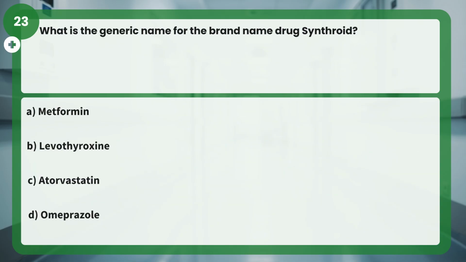Question 23. What is the generic name for the brand name drug Synthroid? A. Metformin. B. Levothyroxine. C. Atorvastatin. D. Omeprazole.